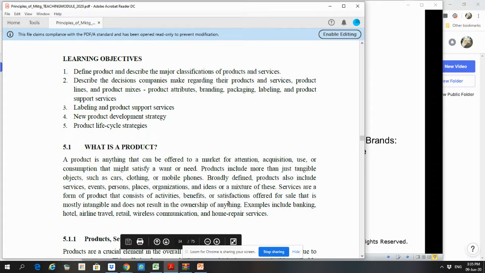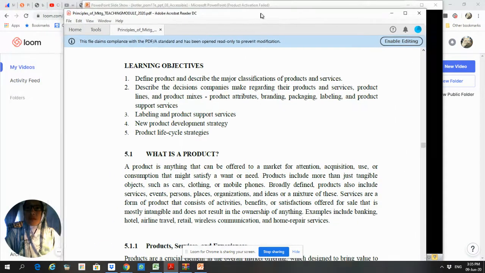Then we are going to look at the major classifications of product and services. Then we are going to dismantle. Dismantle means that we will divide, we will look at the categories of product and services in detail.